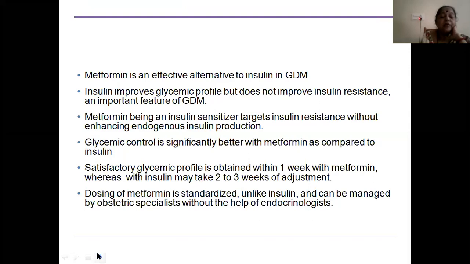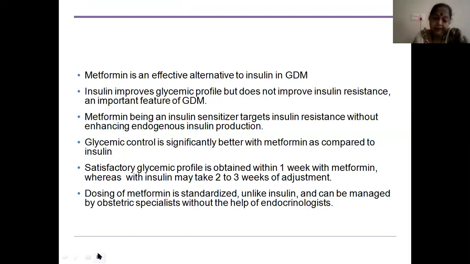So you should know where metformin should be given, how it is given, what the dosage is, what the side effects are, and what monitoring should be done. So you just compare with this. A satisfactory glycemic profile is obtained within 1 week with metformin, but blood sugar control is better, and immediate control is better, with insulin. So you should always think about whether you want short term or long term blood glucose monitoring and adjustment.